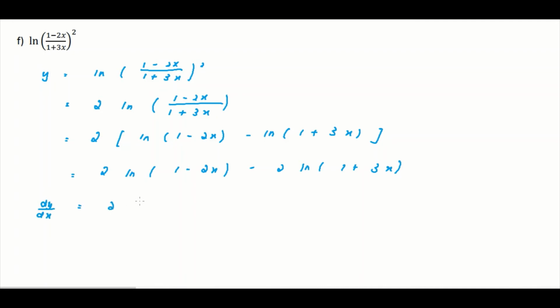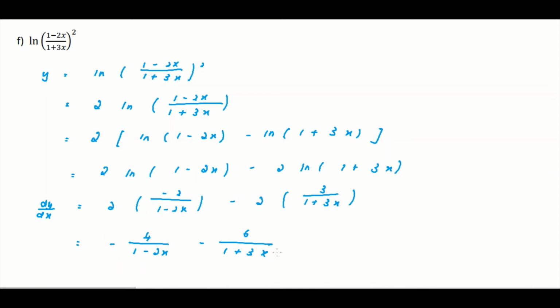Okay, so 2, then what you have, negative 2 over (1 minus 2x), then you have 3 over (1 plus 3x). Okay, simplify it: negative 4 over (1 minus 2x), and then minus 6 over (1 plus 3x). Okay, so you can just leave your answer like this. Okay, move on to the next one.